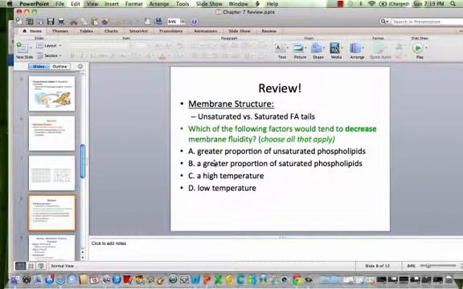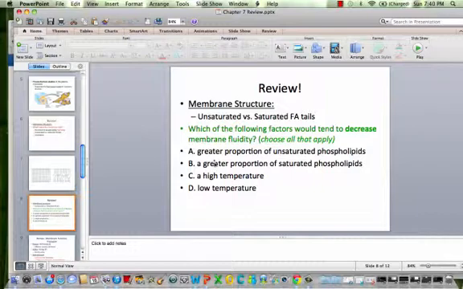So here's a question for us, and there's something similar in your assignment and in your study guides this week. But looking at this question, which of the following factors would tend to decrease membrane fluidity, so make it less fluid? So more unsaturated fatty acid phospholipid tails, or more saturated? So it's one or the other, it can't be both.